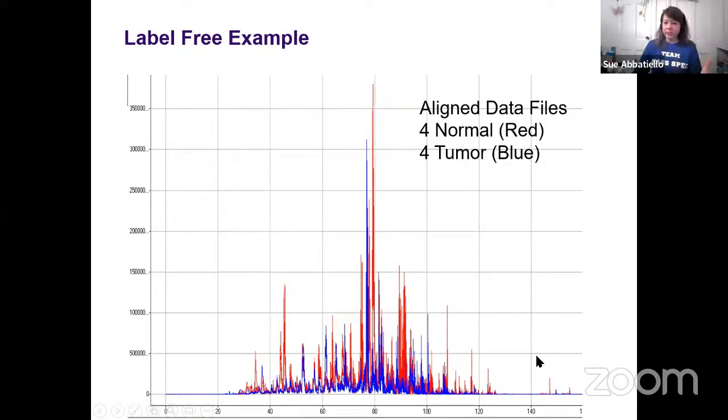So an example here from a label-free experiment, we ran the same normal sample in red 4 times and the same tumor sample in blue 4 times. And because of the nature of LC-MS, particularly using nanoflow, often you get retention time shifts.